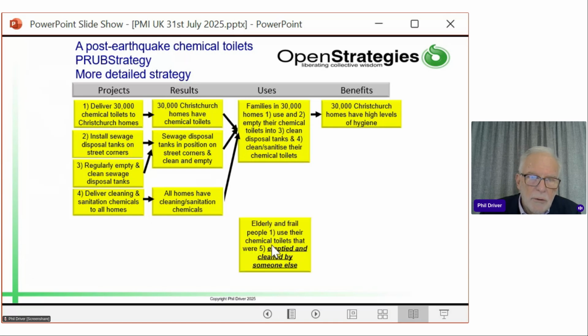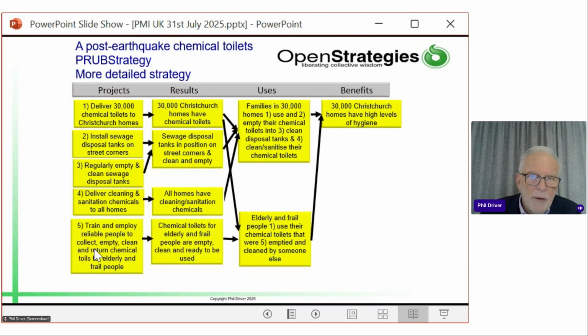Well, not really, because elderly and frail people couldn't lift these toilets up. So we had to have another project to train reliable people to collect the toilets from the elderly people's place and empty them, clean them, and bring them back so that elderly people could use the toilets. So that's roughly how the strategy evolved. And can you see how the uses dictated the evolution of the strategy?